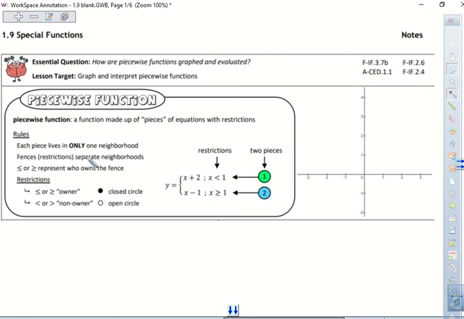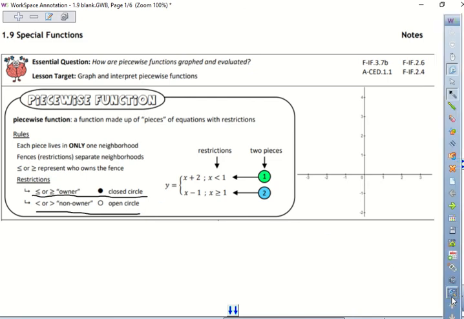Each piece basically lives in only one neighborhood, and you can think of the restrictions as fences separating each house, okay? Now, with the restrictions, if we use a less than or equal to or greater than or equal to sign, that gets a closed circle, and that means that's basically the owner of that particular point. An open circle is what we use when we have a less than or greater than sign, and that means they get really close to that border, but they don't actually take on that point, okay? Kind of like in a neighborhood with fences, you can get really close to the other house, but you don't actually own the property right on the other side of you.